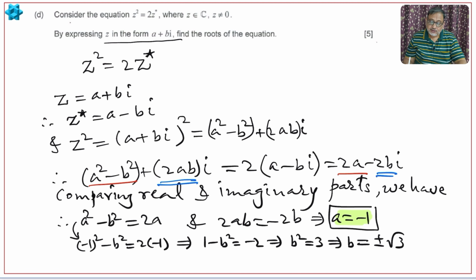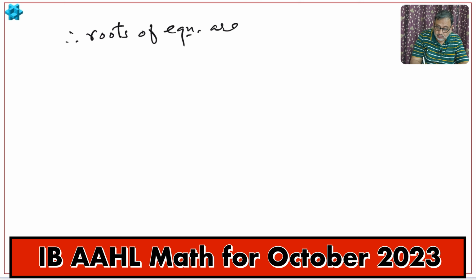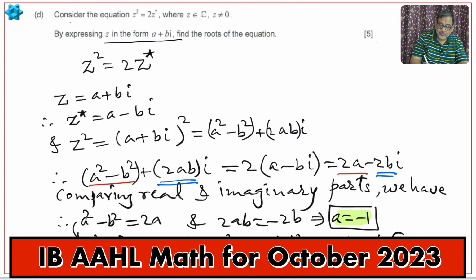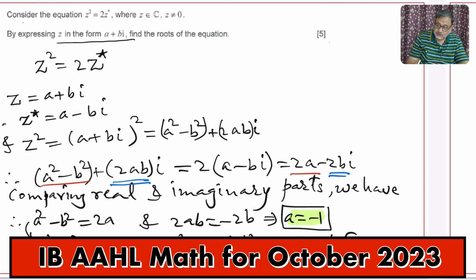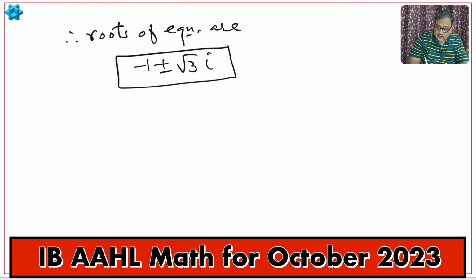So we have to find the roots of the equation. Okay, so therefore roots of the equation are, see, a is minus 1 and b is plus minus root 3, which is the imaginary part. So roots of the equation are minus 1 plus minus root 3i. That's it. Okay, so with this we end this question. So this was not a difficult question.